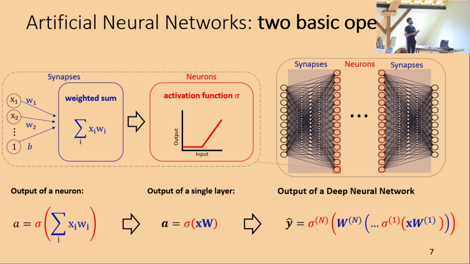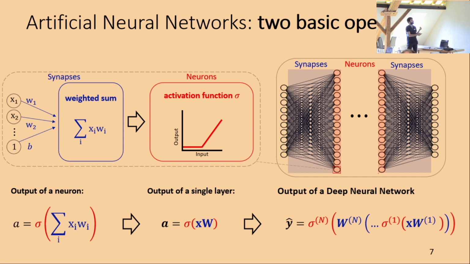So artificial neural networks are based on two basic operations. If, for example, you consider a single unit right here, you have a collection of inputs, the synaptic weights, and an operation which is the weighted sum of the inputs. This is the synapse part, let's say. Now, this weighted sum is considered as an input of the neuron, aka the activation function, which is usually nonlinear.